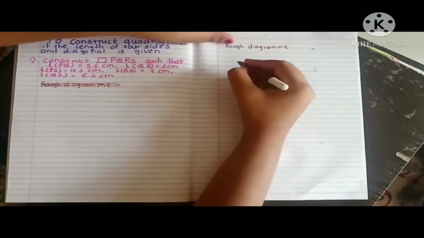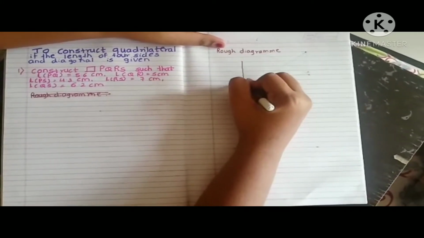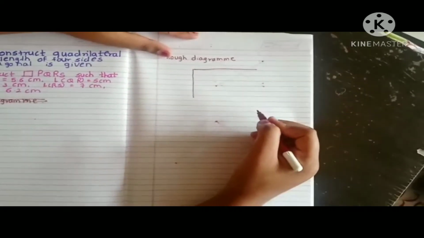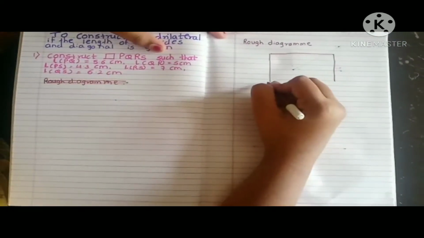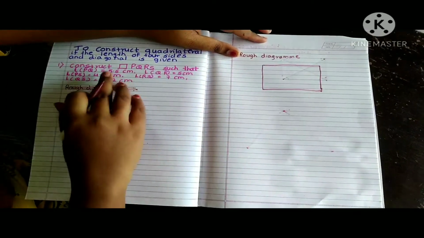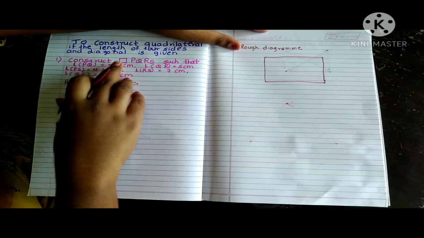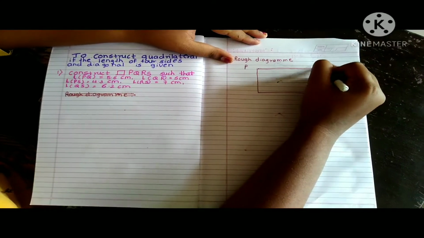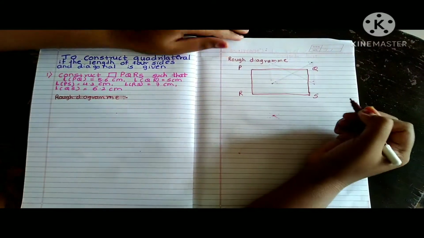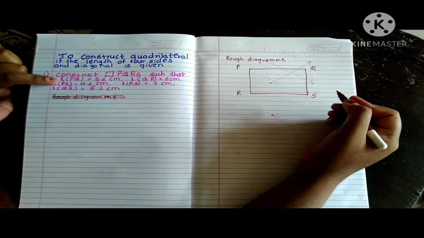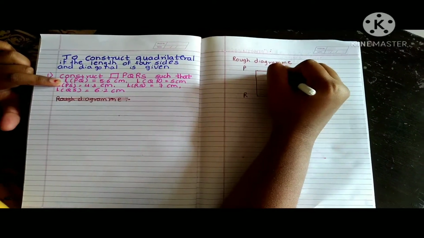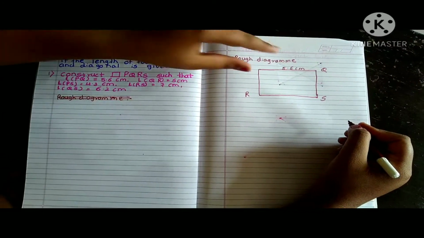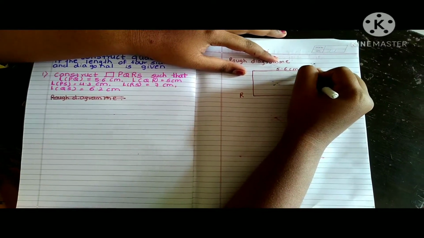So what is given? We have to construct quadrilateral PQRS. What is the first condition given to us? Construct quadrilateral PQRS. So over here I have drawn the quadrilateral PQRS. Now what is given to us? Length PQ equal to 5.6 centimeter. PQ is 5.6 centimeter. QR is 5 centimeter.